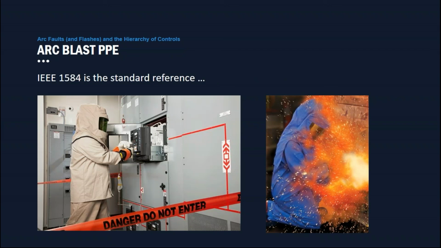Arc blast PPE. There is a standard which discusses that, and I don't propose to discuss it anymore. In the hierarchy of controls, expecting someone to work in a spacesuit, I don't think is the best we should be doing for our people.